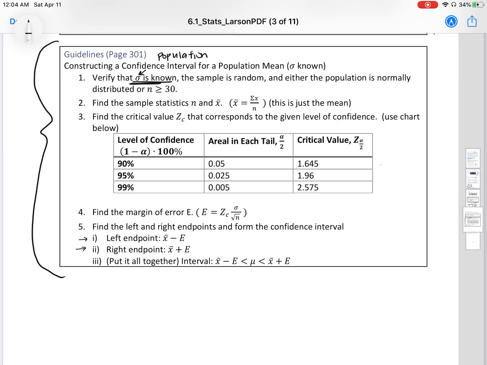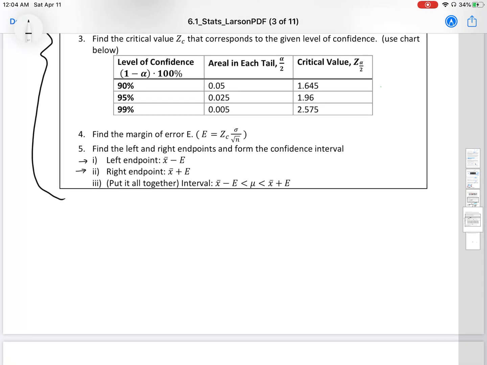2, find your x bar, so find your mean. 3, develop the correct critical value for the problem. 4, find the margin of error. Here's your formula. And 5, we're going to add and subtract that from our x bar. Hence, for the left endpoint, you're going to subtract E. For the right endpoint, you're going to add E. And if you put everything together, that's our compound inequality.